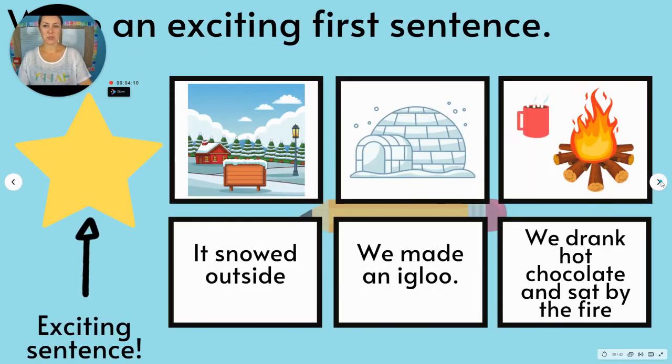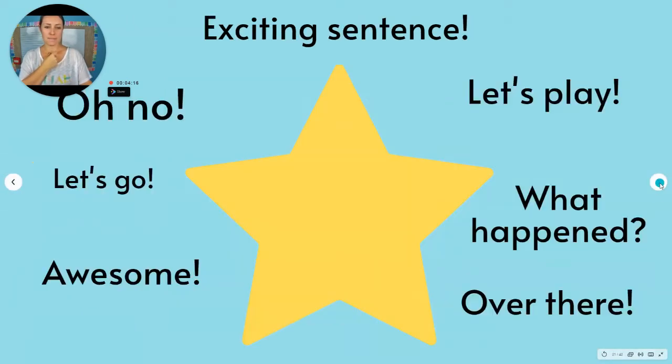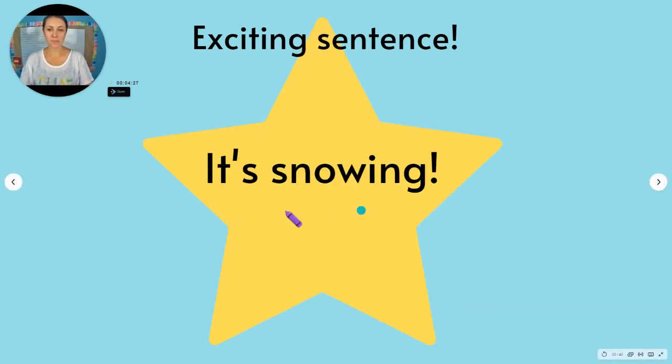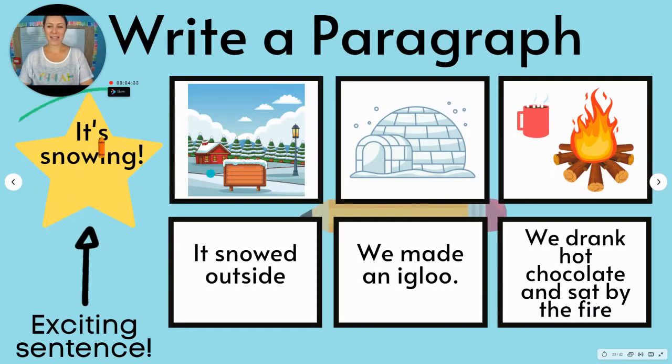All right, so we have our events in our flow map. Now it's time to write about it. Now, first though, we need to think about an exciting sentence to start our writing. So an exciting sentence could be like, oh no, let's go. What happened? Over there. Something to really grab our reader's attention in our story. And so I said, it's snowing. That's exciting to me. So think about your exciting sentence and go ahead and write that in a little star before your flow map.